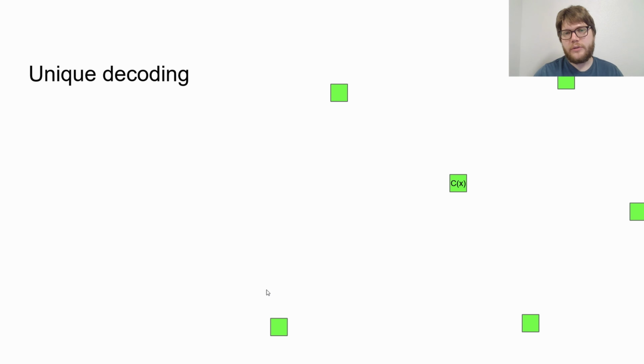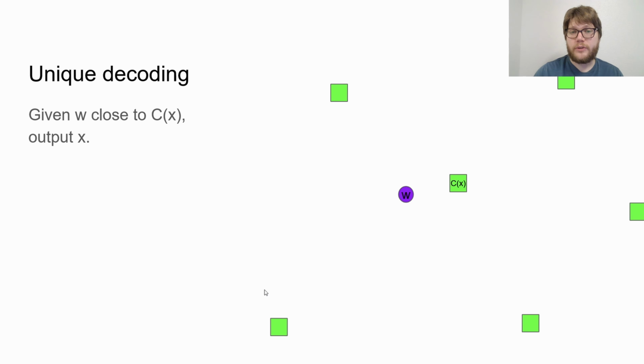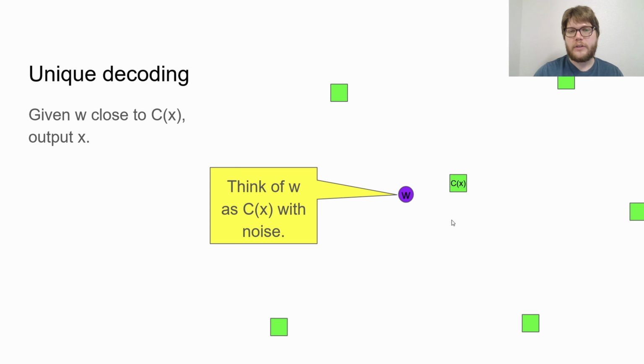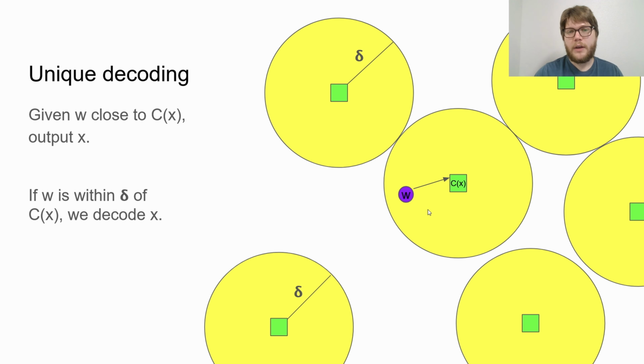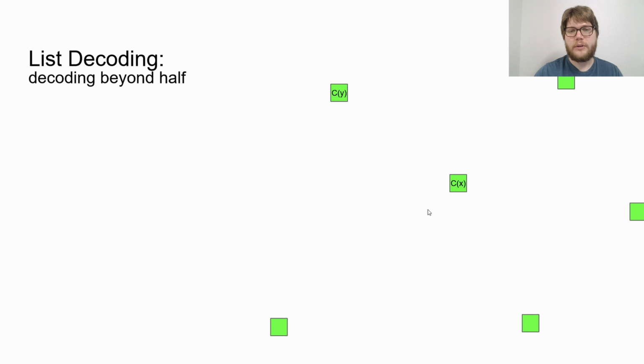So how do you actually use a code for decoding? Imagine you received a word. You think of it as some codeword with a little bit of corruption, and you want to know that original codeword. Well, since your code has distance, you know that your received word can only be close to one codeword, and this lets us do unique decoding. But we can only decode up to half the distance in that regime.